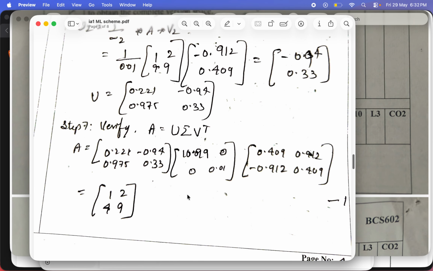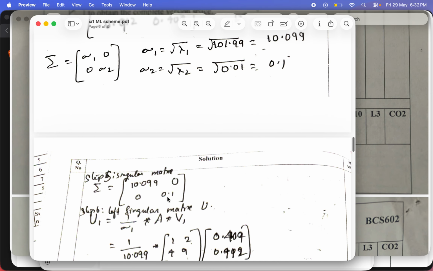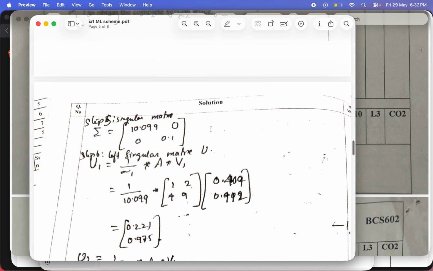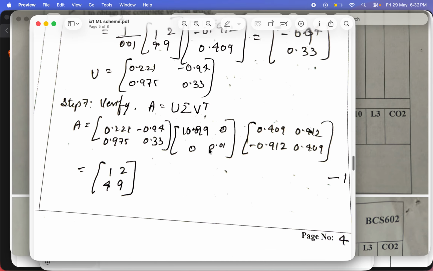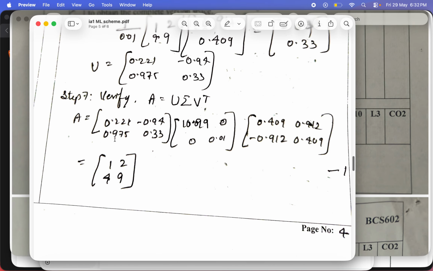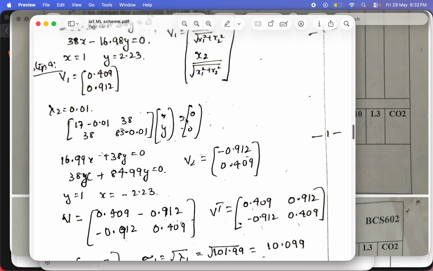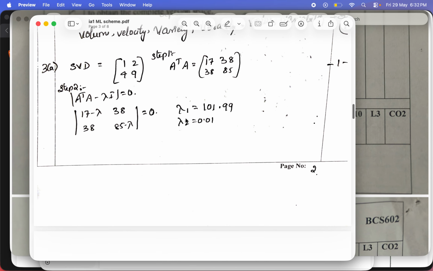Now you have to verify. Once you verify, you should get back your A. So A equals U, sigma, V transpose: this is the singular matrix summation that we calculated, and V transpose is the transpose of the matrix we calculated. When you multiply all three, you should get back A, and that shows your SVD is correct. This is the solution for the given problem. So make sure to go through it and try to solve it properly. All the best for your exams.